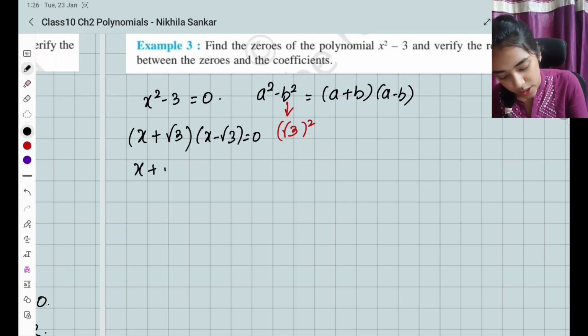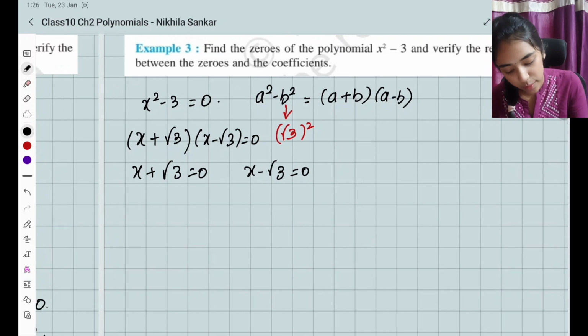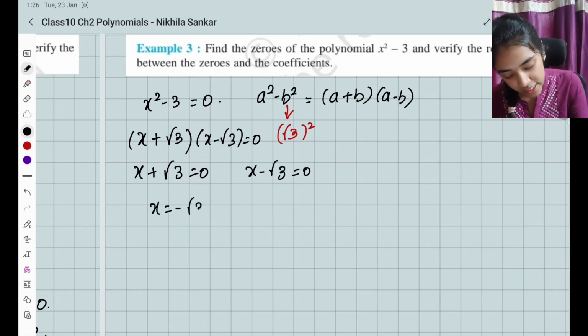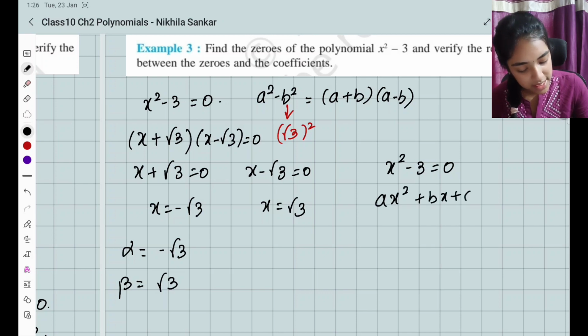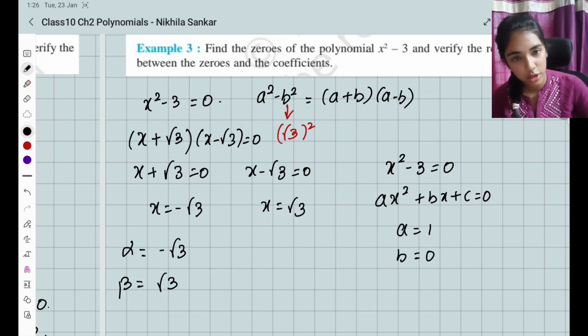Equating the individual terms, x plus root 3 equals 0, x minus root 3 is also equal to 0. So you have x equals minus root 3 and x equals root 3. So what is alpha? Alpha is going to be minus root 3 and beta equals root 3. In that, the equation is x square minus 3 equals 0. This is our standard formula, ax square plus bx plus c equals 0. The value of a is going to be 1. Value of b is going to be 0. There is no coefficient of x, correct?